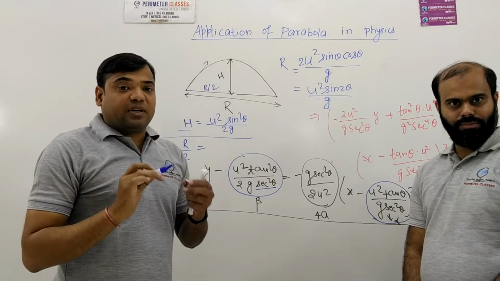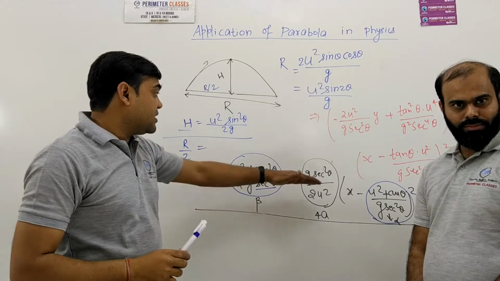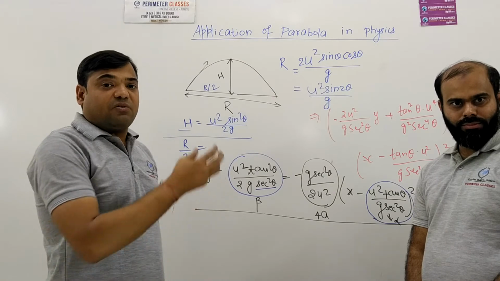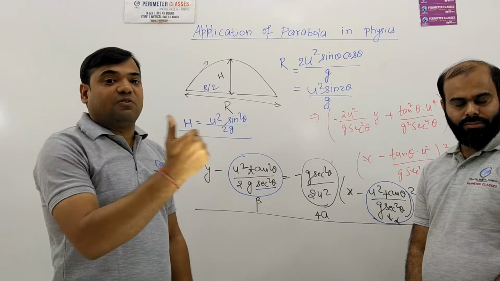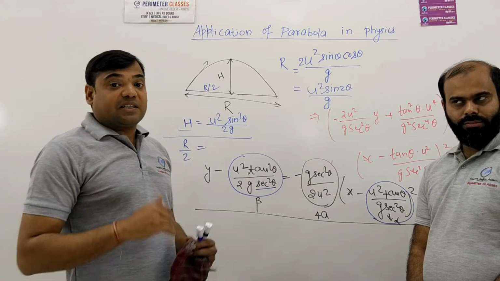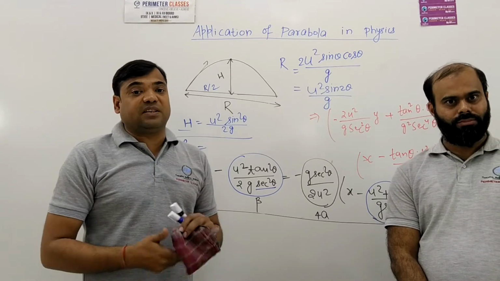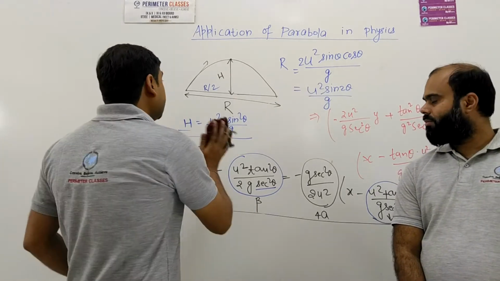So the two important parameters of projectile motion can be simply calculated by just comparing the equation of our projectile motion with the standard form of equation of a parabola. So this is how mathematics helps you both understand and appreciate the concept of physics at various places.